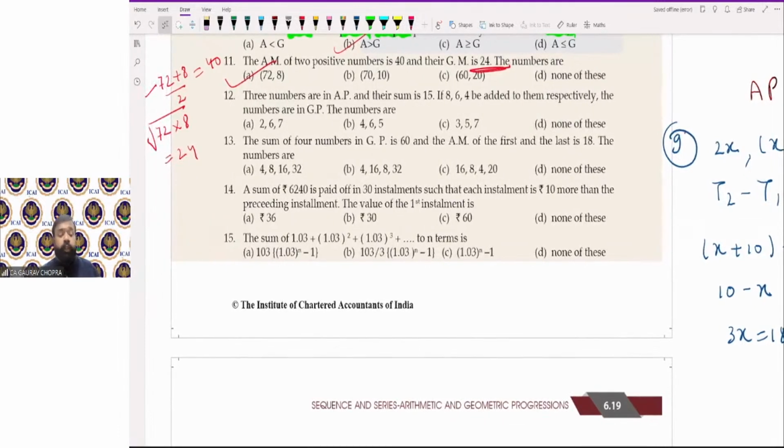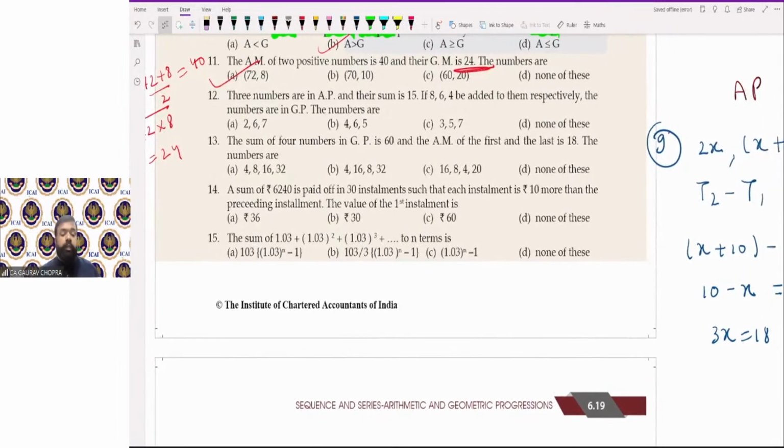Then let's try question number 13 also. The sum of four numbers in GP is 60. Four numbers, which are given in the options, should be in GP, and their sum is 60. So let's check this condition first.